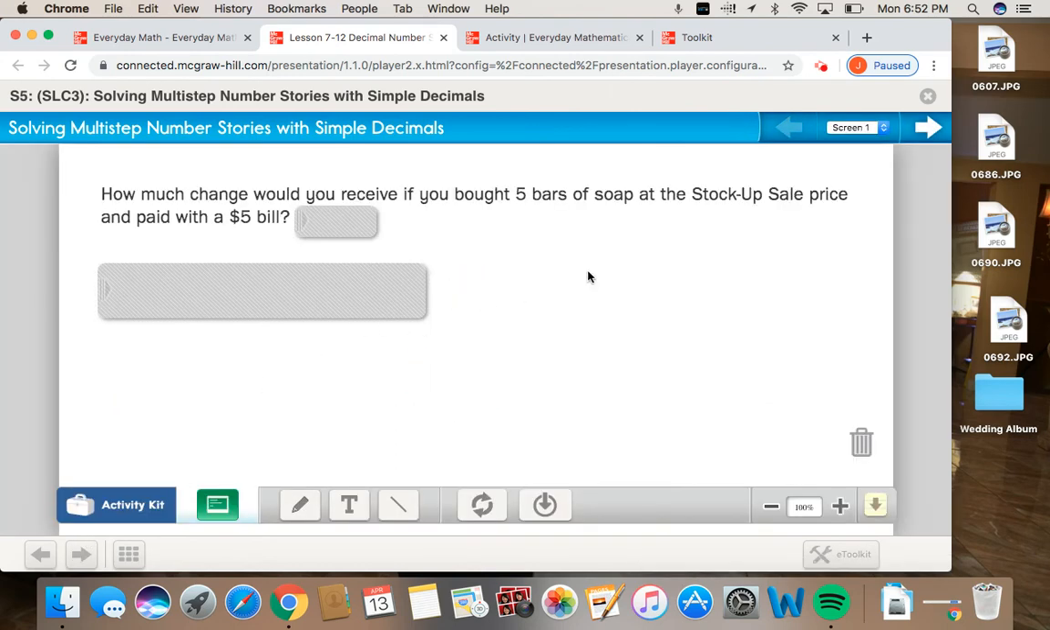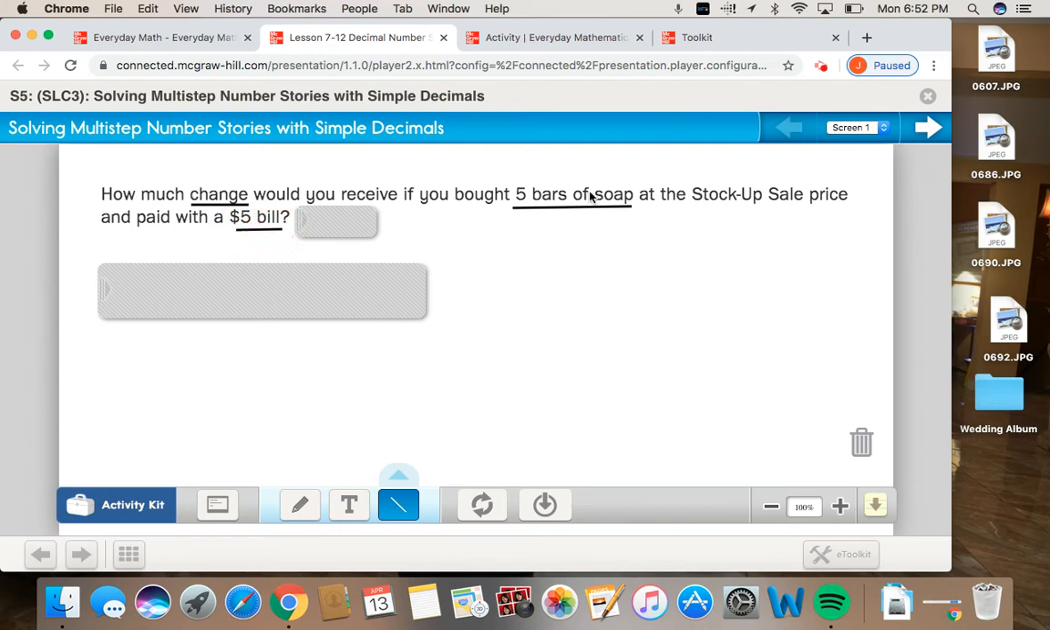All right, so now let's try one more. Now this one's asking us about receiving change. How much change would you receive if you bought 5 bars of soap at the stock up sale price and paid with a $5 bill?